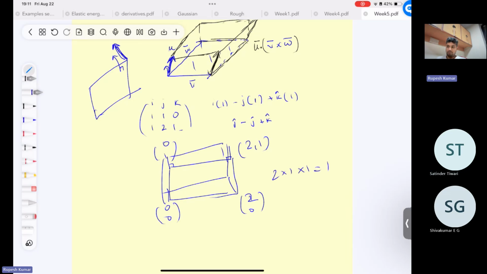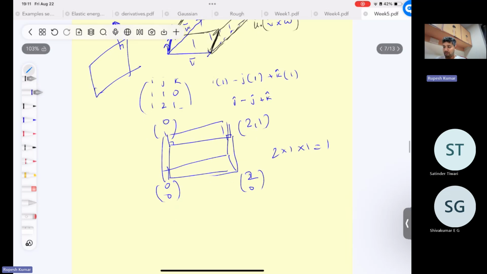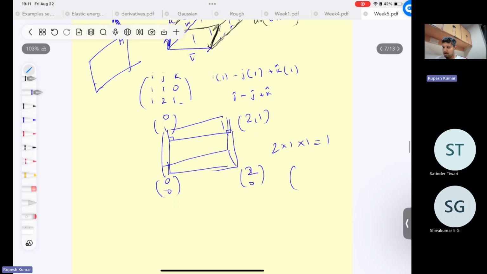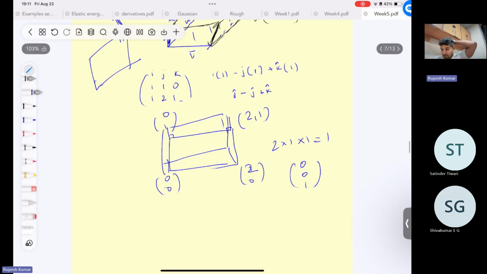And again, when you use this formulation, you will get that the area will point in the direction 0, 0, 1 with some magnitude. And then your third vector, the height, is also 0, 0, 1. So they both align, right? This makes sense, Satinder, right? 2 into 1 is 2.